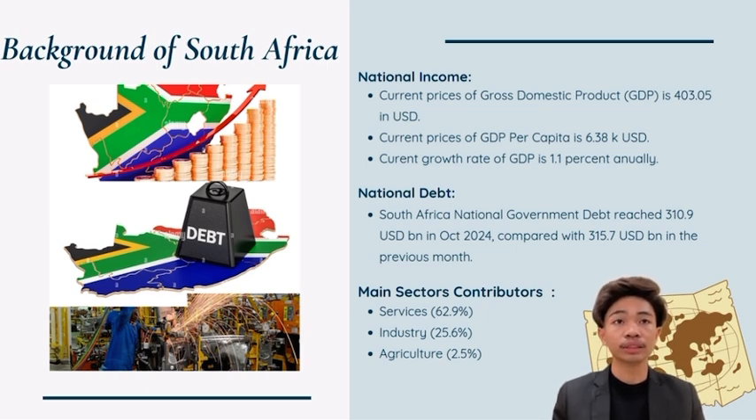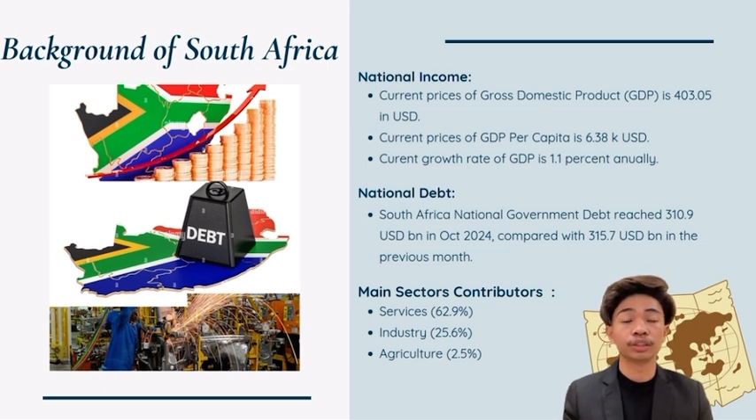The economic growth rate reflects the percentage change in GDP over time. The annual percent change is 1.1 of real GDP growth. National debt. South Africa's national government debt reached 310 billion USD in October 2024, compared with 315 billion USD in the previous month. Main sector contributors.